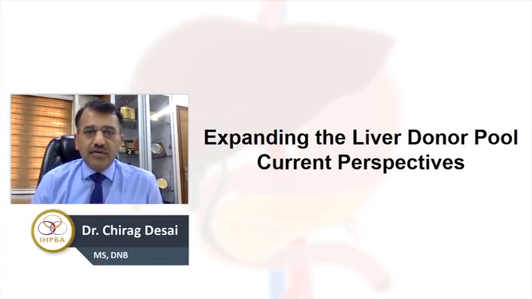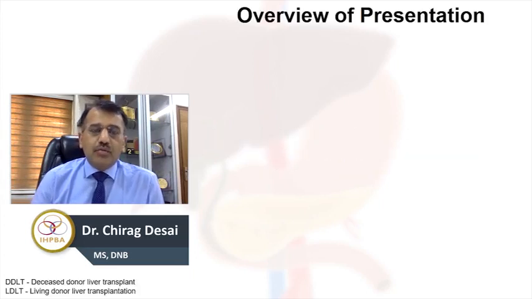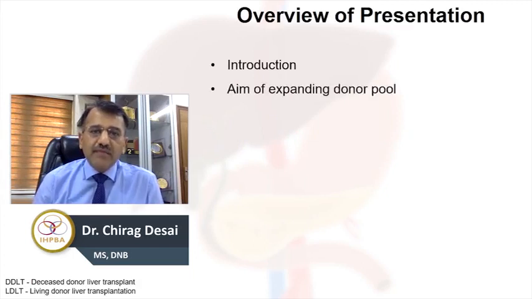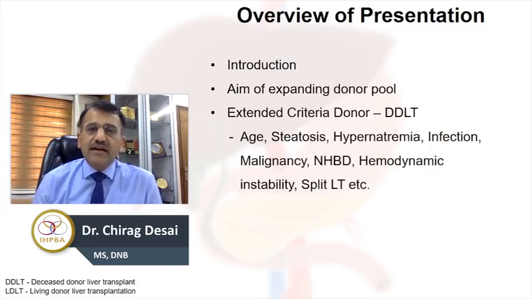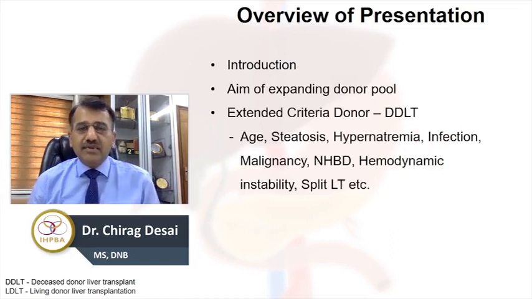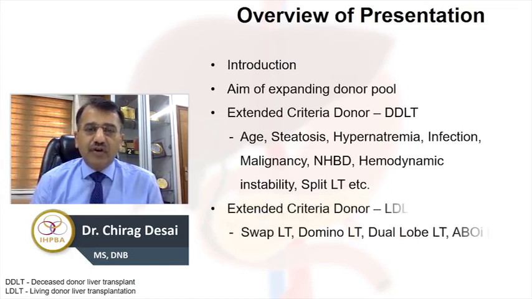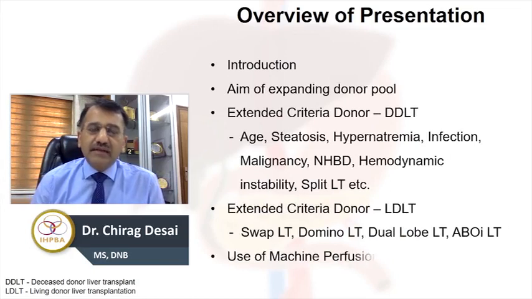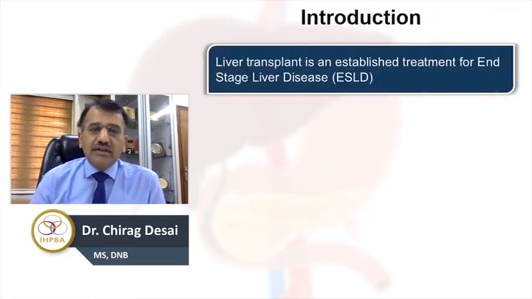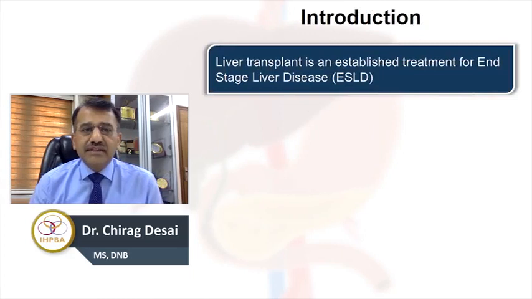Our topic today is expanding the liver donor pool, current perspectives. I'll introduce the topic first, then we'll talk about the aim of expanding the liver pool, then extended criteria donors in deceased donor liver transplant, then living donor liver transplant, and then machine perfusion, and then the conclusion. So liver transplant is an established treatment for end-stage liver disease.